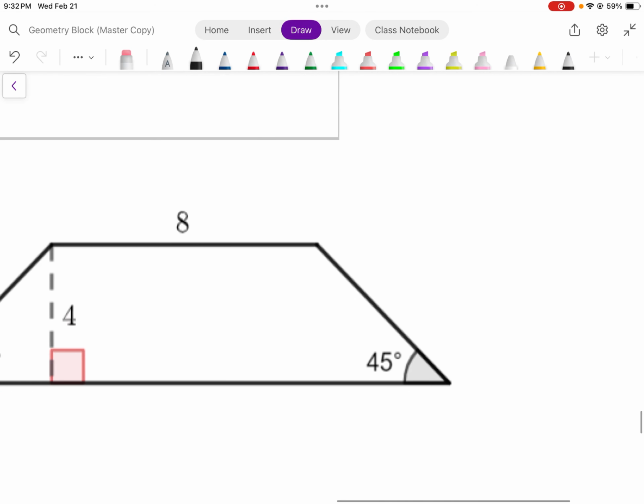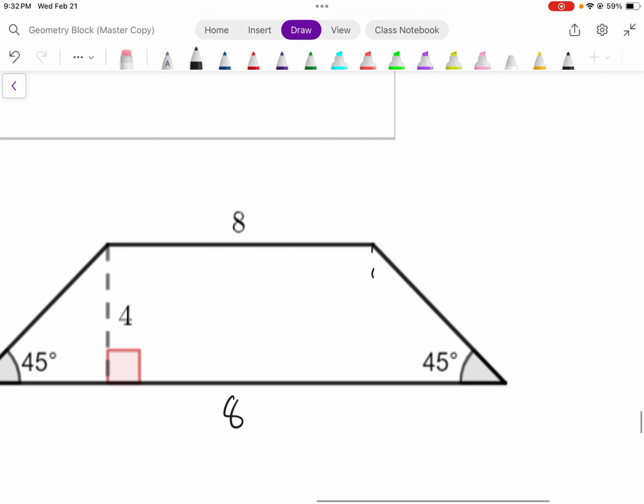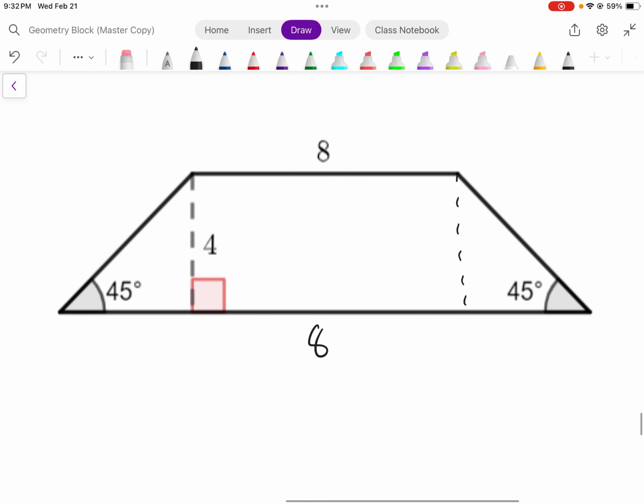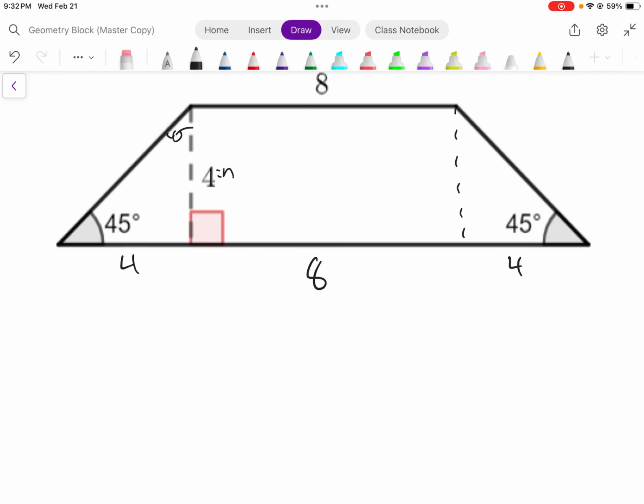Okay, so like when I go here, okay, that's 8. Okay, and I need to figure out that side. Okay, 45, 45, 90, and, so that's 4, making that 4 as well. Okay, so in this situation, I'm not going to finish it off, but your height would be 4, base 1 would be 8, base 2 would be 16. Plug it in and get your area.